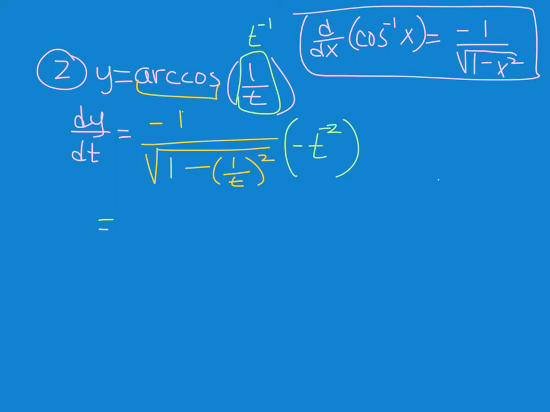There are ways to simplify it. You can simplify if you want to. I'm happy if you just write it as negative 1 over the square root of 1 minus 1 over t squared. And then actually this 1 becomes positive because I have a negative with my t squared. And then I'm just going to put my t squared out front. That's from the t to the negative 2, by the way.